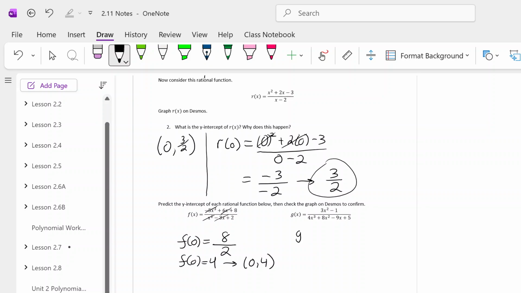Same thing with g of x. Doesn't matter if there's 2 terms, 4 terms, doesn't matter. If this x goes in here, we're going to have a -1 in our numerator. 0, 0, 0, we're going to have a 5 in our denominator. Excuse me, so this should be g of 0. So that means g of 0 is -1/5, which means we have a y-intercept at (0, -1/5).